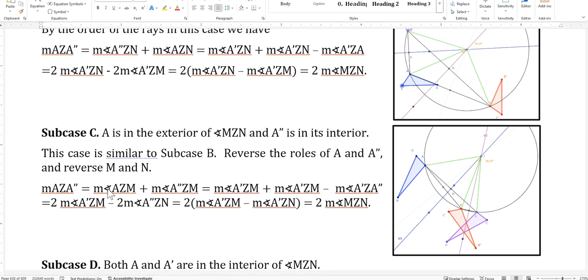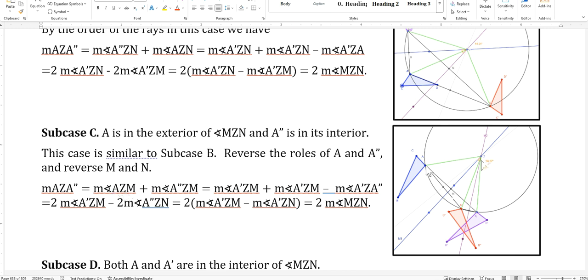Okay, let me say this better. We're finding the angle from A, Z to A double prime. We can get that by adding the angle A, Z to M plus the angle from M, Z to A double prime. So we're getting the angle here by getting the angle here plus the angle here. Okay, that's what this says. AZM plus the measure of angle A double prime ZM gives us from AZ to A double prime. That's right.